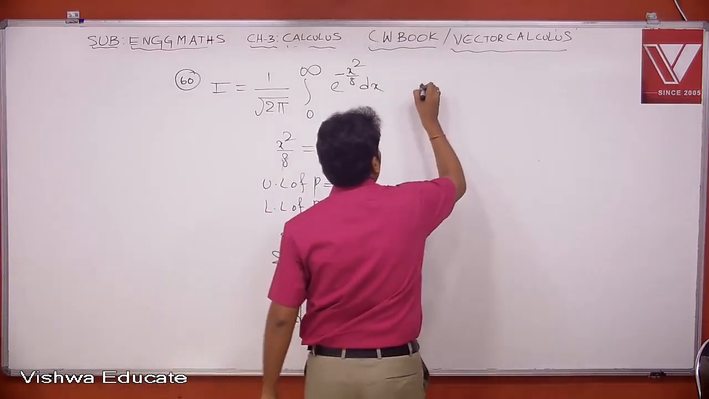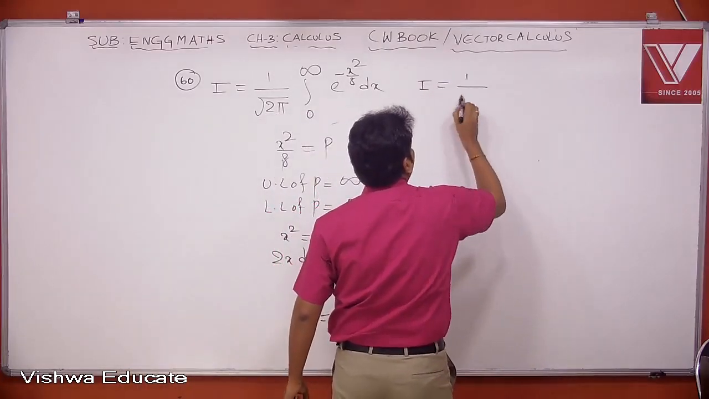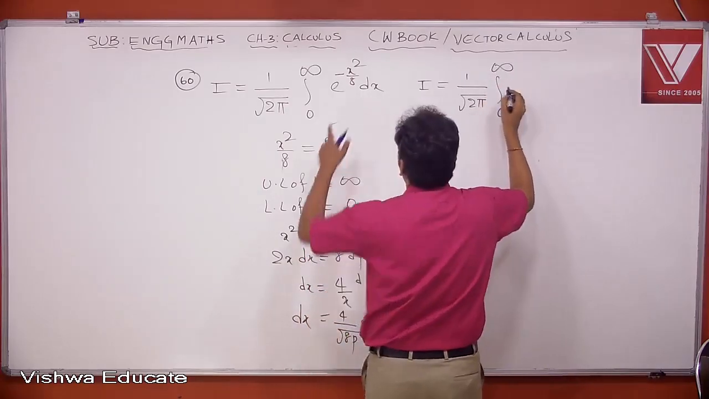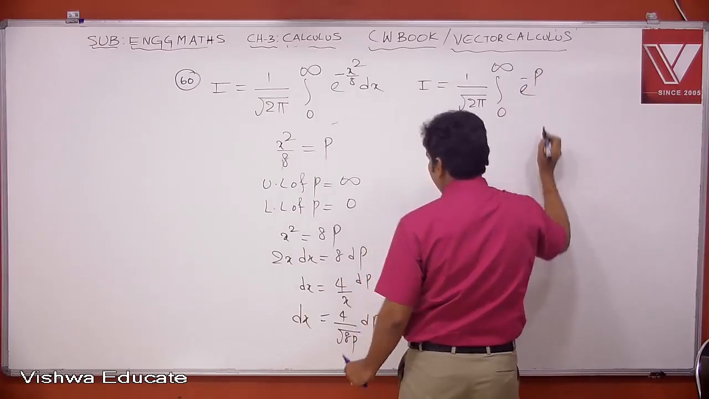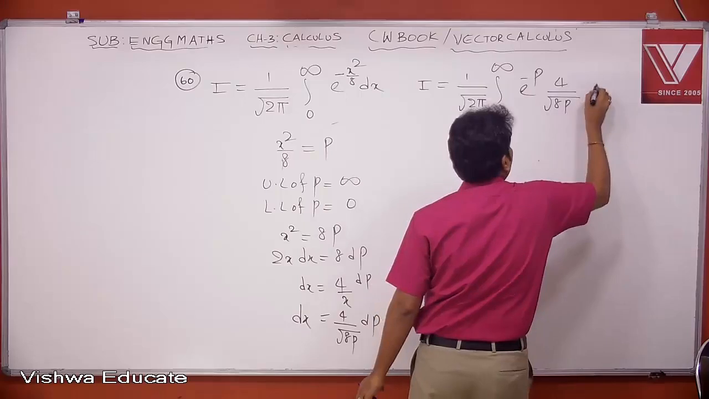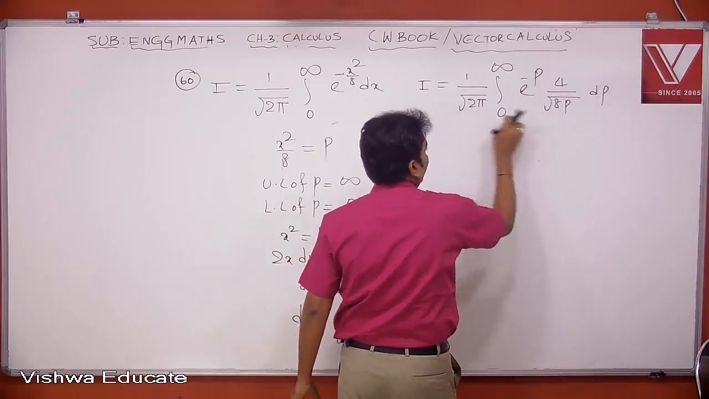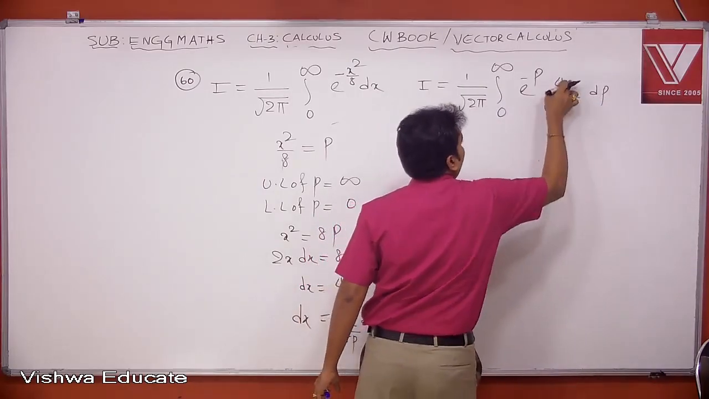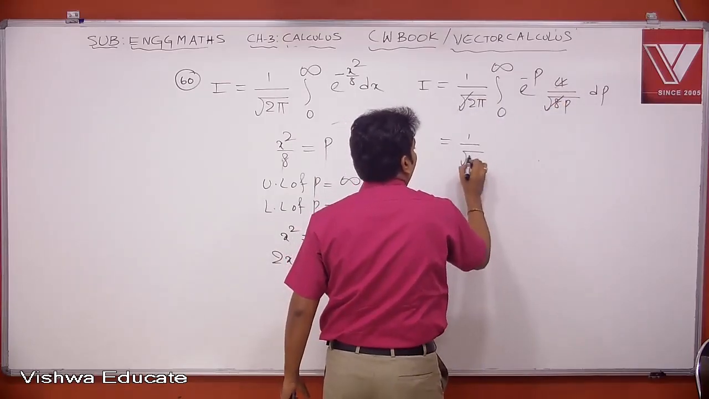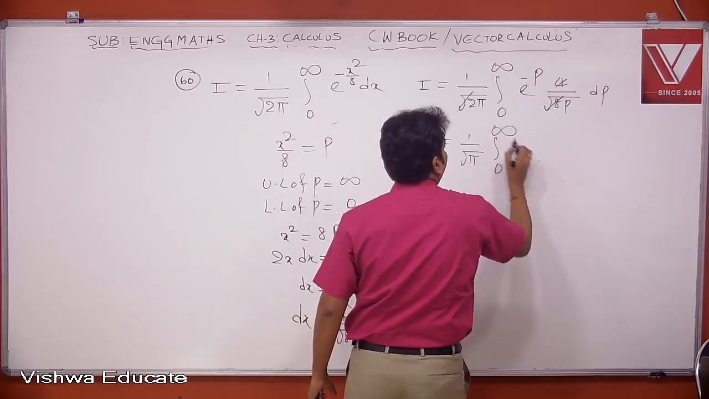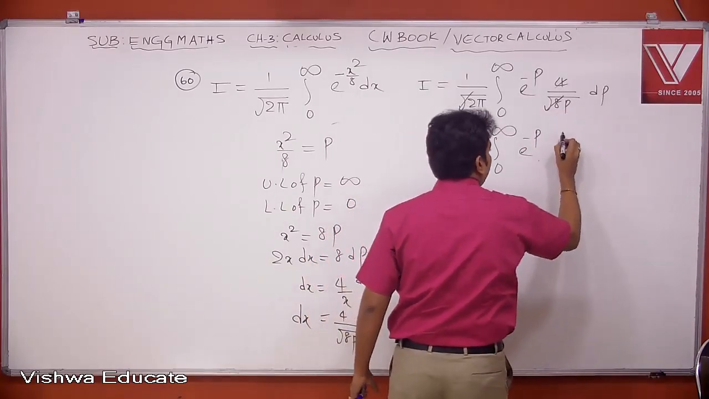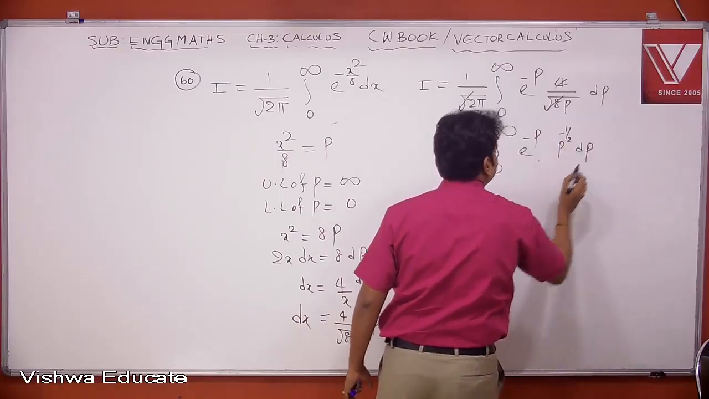Now let us evaluate this integral. I equal to 1 by square root of 2 pi into integral 0 to infinity, same limits are working, e power minus p. Here this dx is 4 divided by square root of 8p dp. Now square root 2 into root 8, root 16. Root 16 is 4, so it will be cancelled with this. So therefore this is 1 by square root of pi into integral 0 to infinity e power minus p into 1 by square root of p, we can write it as p power minus 1 by 2 dp.